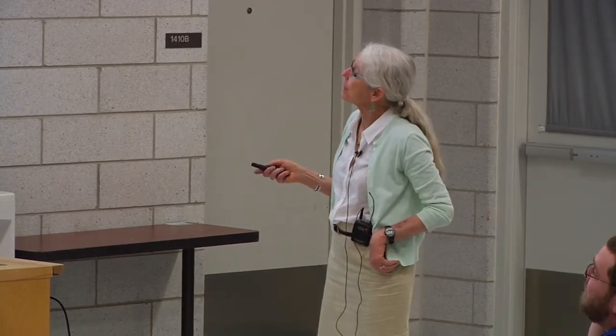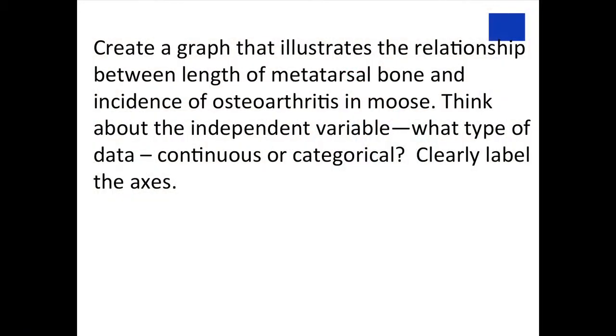And so we had them do something with the first paragraph of this article, and here was the assessment question. Create a graph that illustrates the relationship between the length of the metatarsal bone and incidence of osteoarthritis in moose. Remember, what was my goal? Prediction. Now, they don't have the data for this paper. They have to do the graph that we all make in the air all the time. It's a model. It's a final exam question. Can my kids read this? Absolutely. Can they make a prediction?